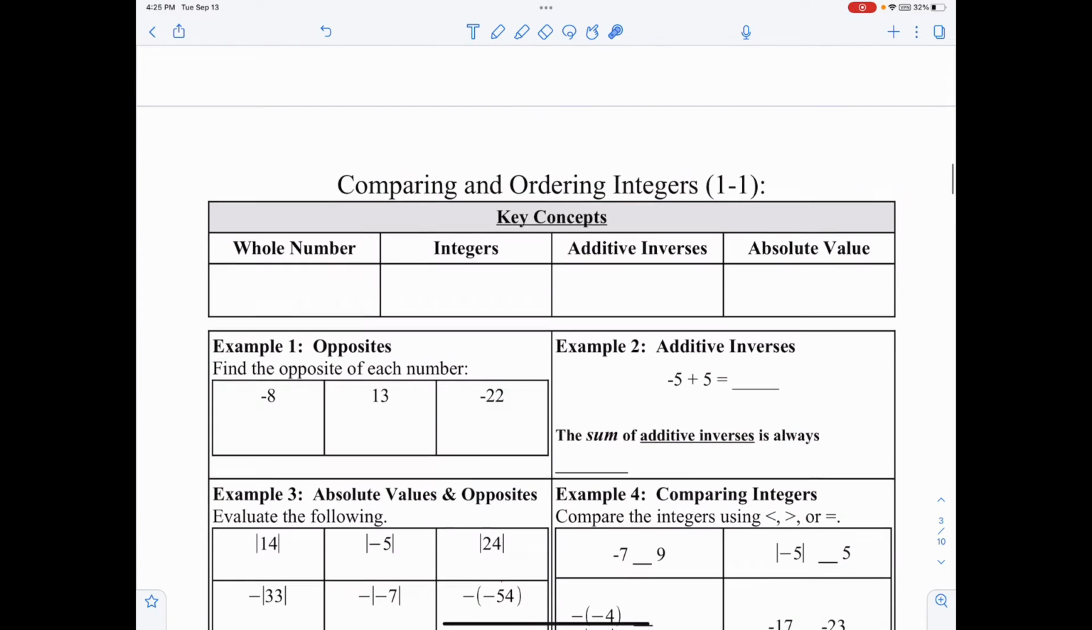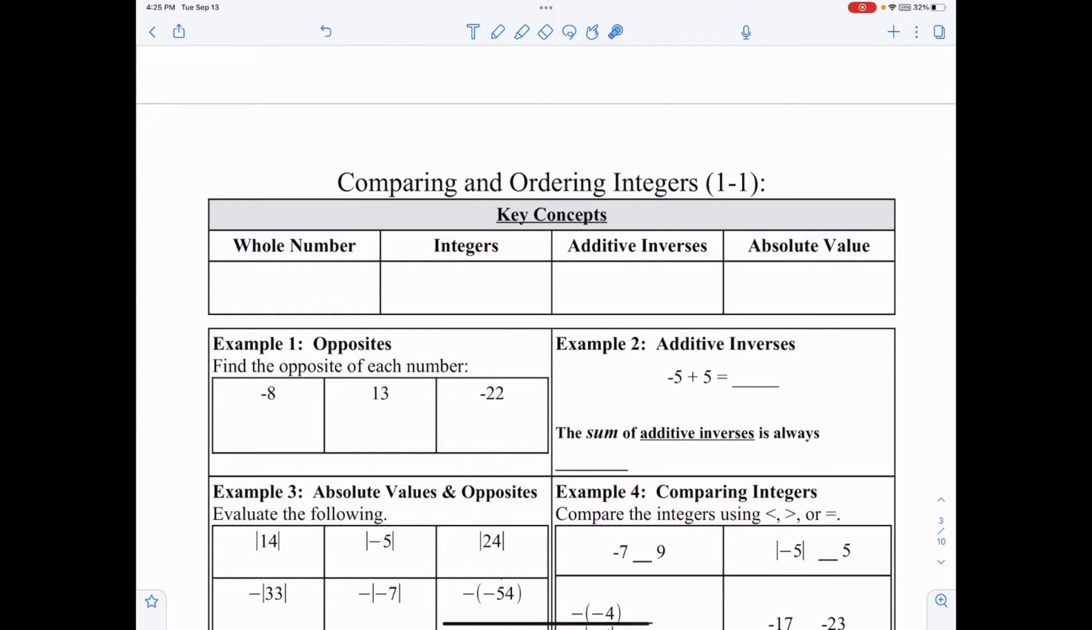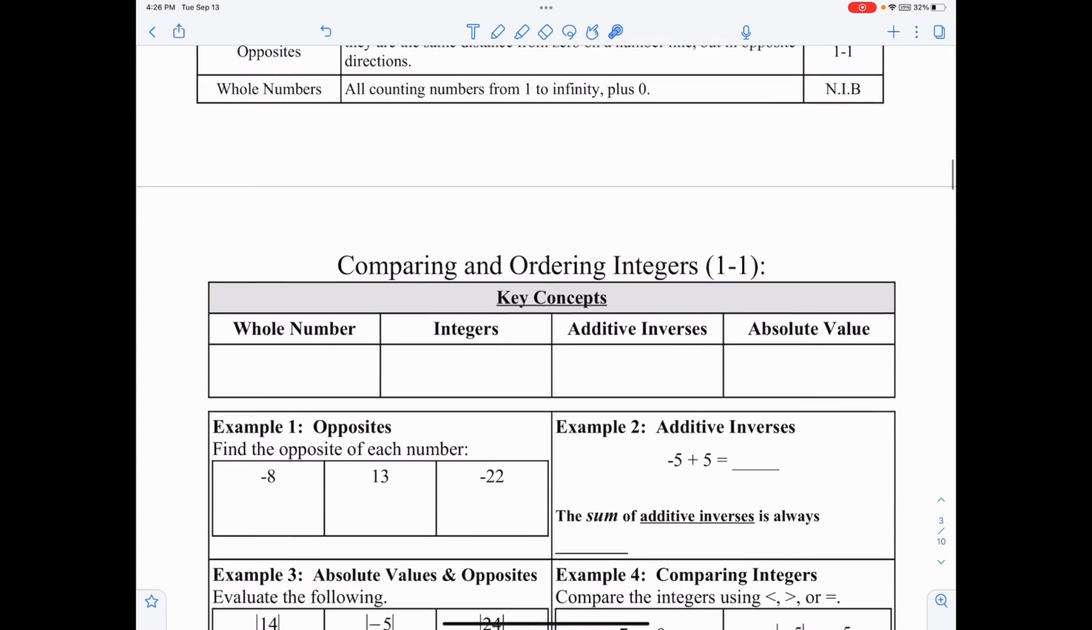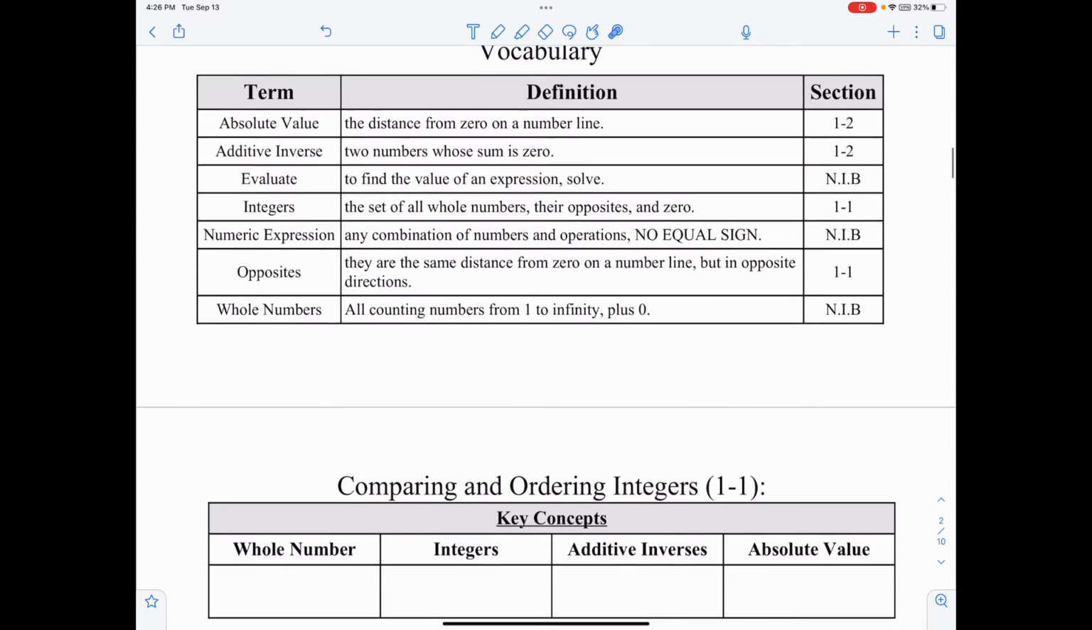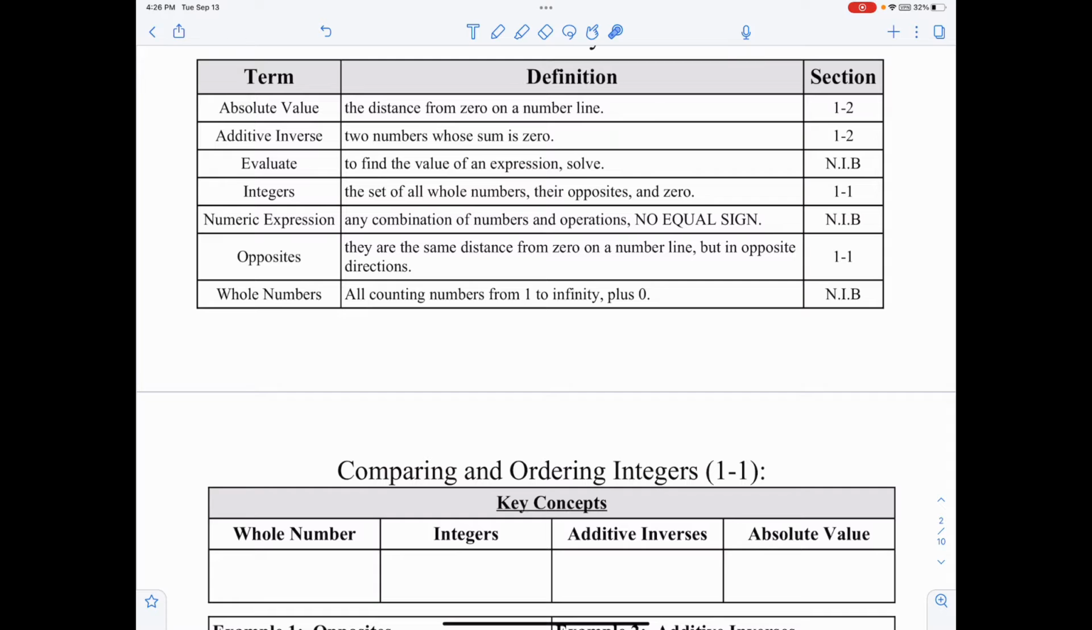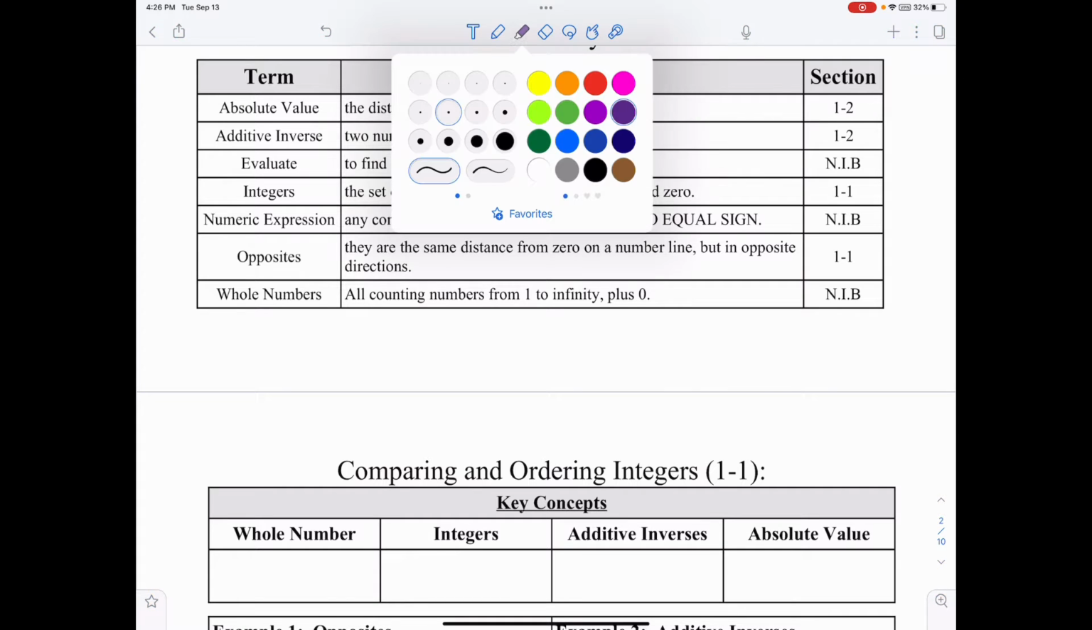All right, so shifting down here, you can see our key concepts. This is your actual 1-1 comparing and ordering integers lesson. What I want you to be doing if you are watching this from home is you should be having Notability open with this particular lesson and copying it down exactly from this video. So pause as necessary so you have everything you need. Make sure you're being neat and writing things exactly as I'm showing you on here so you have all the correct information to study from later.